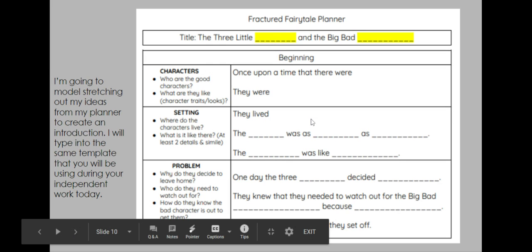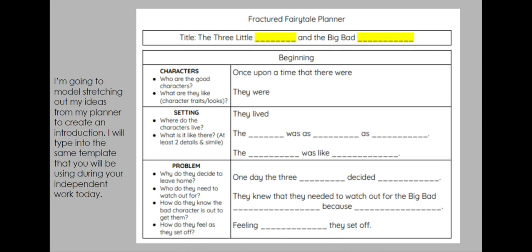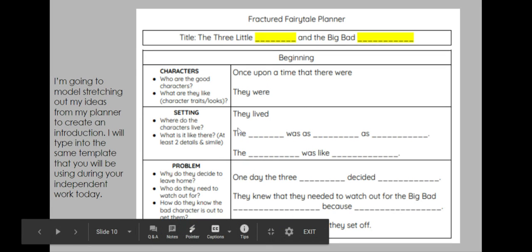This is the template that I'm going to be working on. It's the same template that you're working on. I'm going to model stretching up my ideas for my planner to create an introduction, and I'm going to type into the same template that you're using during your independent work today. You'll see there's a space for your title. There's also a space for your beginning, your setting, characters, and problem. On the left-hand side, there are questions to help guide your writing.